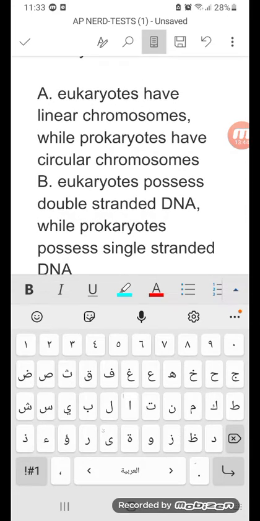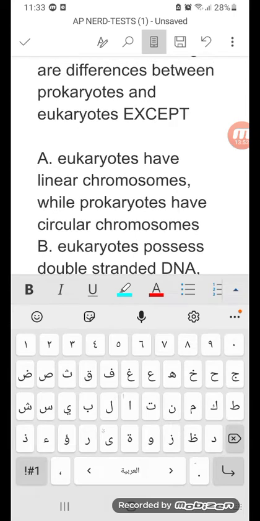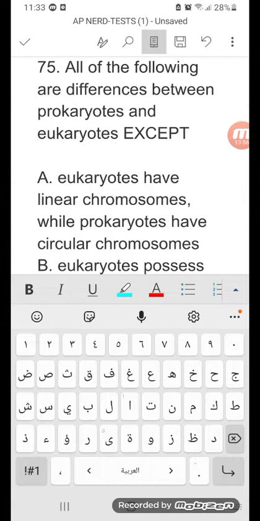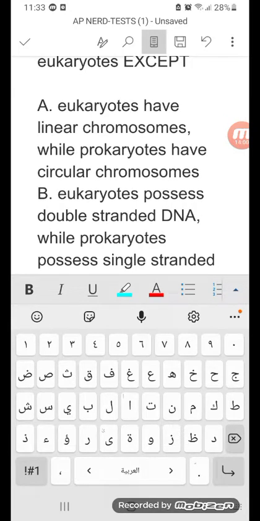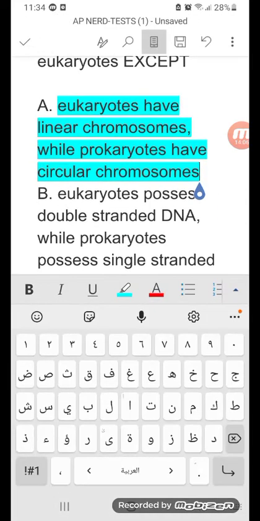Eukaryotes have linear chromosomes while prokaryotes have circular chromosomes. You know, the answer, when they said chromosomes, prokaryotes have only one chromosome. So they got you with this one. So the answer is A. We have only one circular DNA, we call it the nucleoid. So it's not even a chromosome.